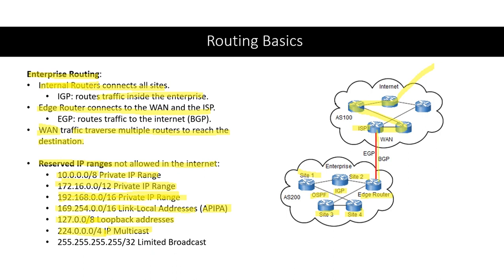IP multicast is used when you want to send traffic to multiple systems at the same time. Anything that starts with 224 is also prohibited from going to the internet. And of course, 255.255.255.255/32, that's the all ones. It's a limited broadcast that cannot go out to the internet.